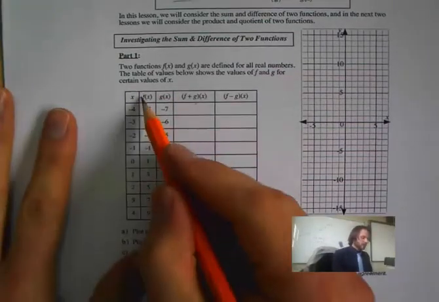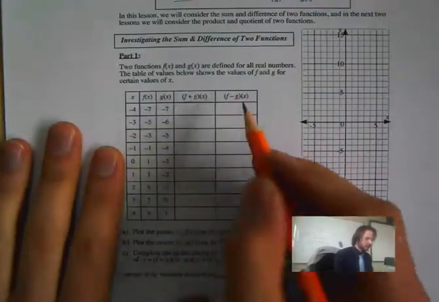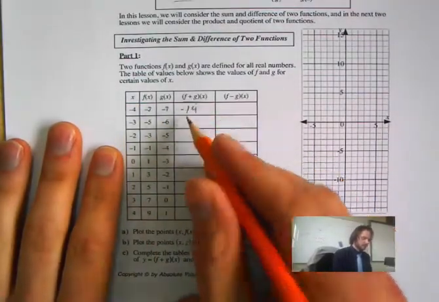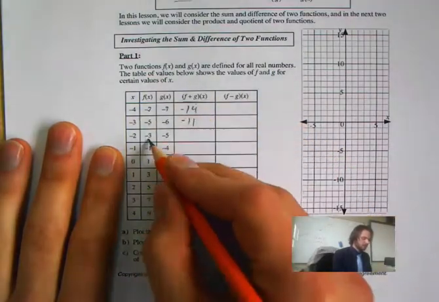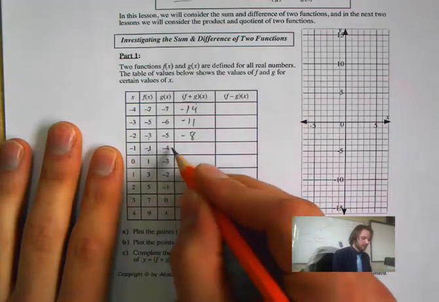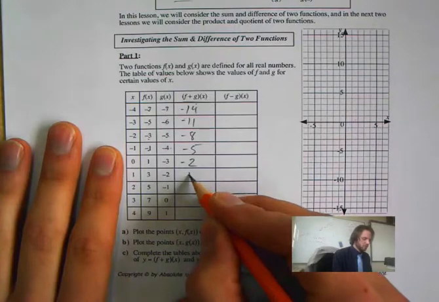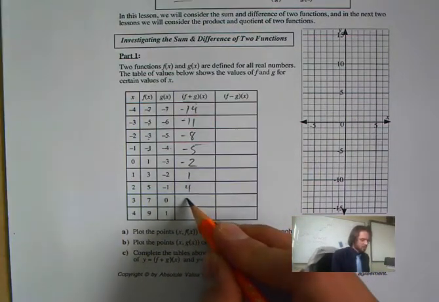Now, we have f of x here and g of x there, and we're just going to solve this. So the first one is the sum. That's 7 minus 7 is negative 14. Next one is 5 and 6. Well, that's going to give me negative 11. And I have negative 8. Keep an eye on these. Negative 5, negative 2, 1. I'm starting to see the pattern already. And I get 4, 7, 10.